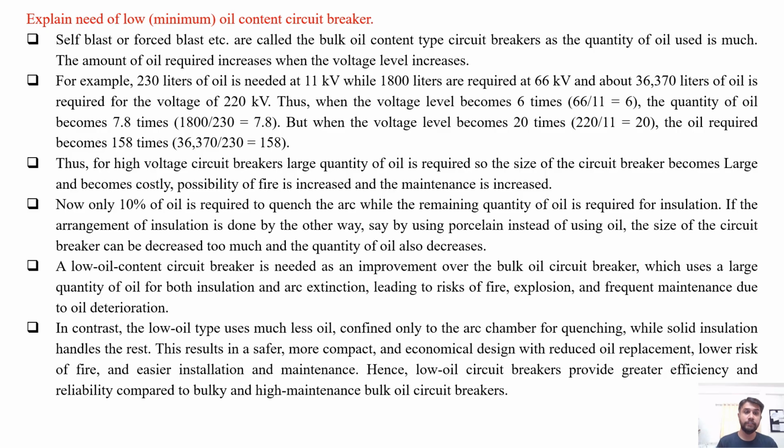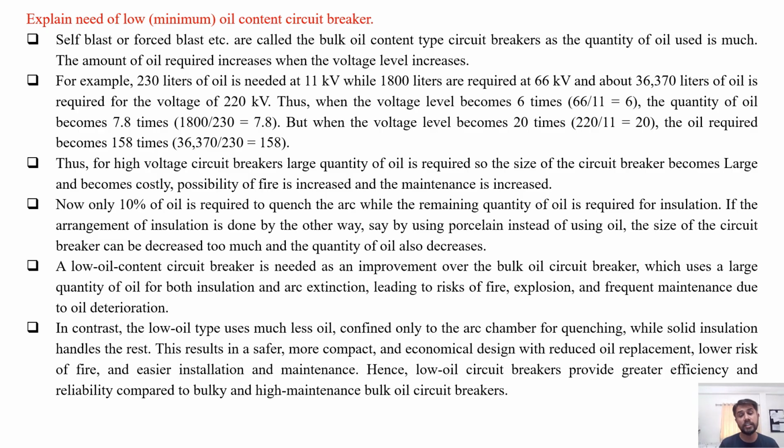Explain the need of low oil content circuit breaker. Self-blast or forced blast types are called bulk oil content type circuit breakers, as the quantity of oil used is very large. The amount of oil required increases when the voltage level increases. For example, 230 liters of oil is needed at 11 kV, while 1800 liters are required at 66 kV, and about 36,370 liters of oil is required for 220 kV transformers or circuit breakers.